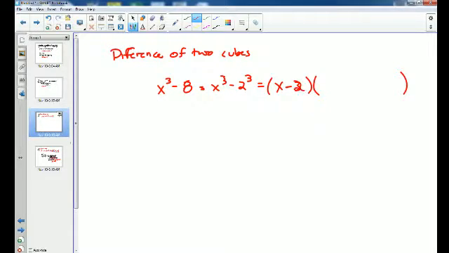Oh, dang it. So you made my heart skip. I got it right the first time. Okay, so x minus minus 2, it matches. And then we have x squared plus 2x plus 4.